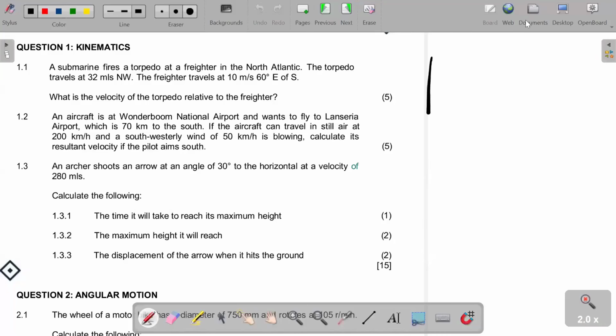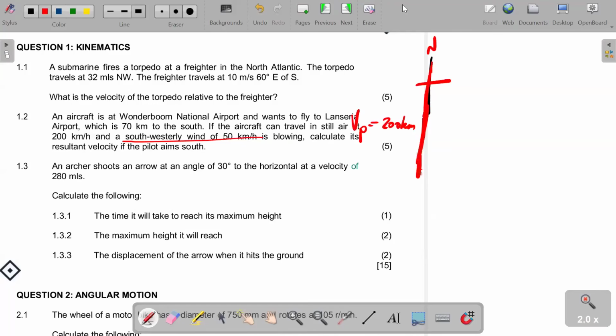The triangular diagram for the first method: we can safely say these are the cardinal points that we have. North, of course, there is south, but then we are told that the aircraft is going south, so we just proceed down. Then we are told that there's a southwesterly wind of 50 kilometers per hour, and apparently the plane is going at 200 kilometers per hour. So I'm just going to label this VP, the velocity of the plane.